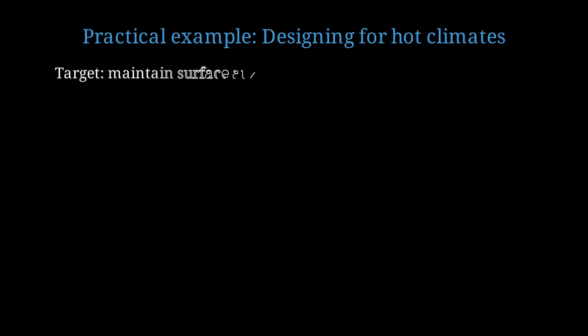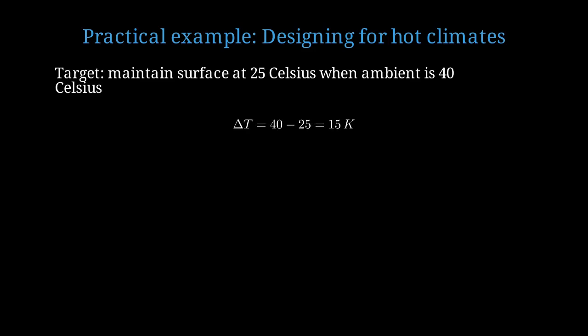Let's work through a practical example. Designing a radiative cooling coating for a hot arid climate like Phoenix, Arizona. Our design goal is to keep a surface at 25 degrees Celsius when the ambient air temperature is 40 degrees Celsius. That's a temperature difference of 40 minus 25 equals 15 Kelvin below ambient.